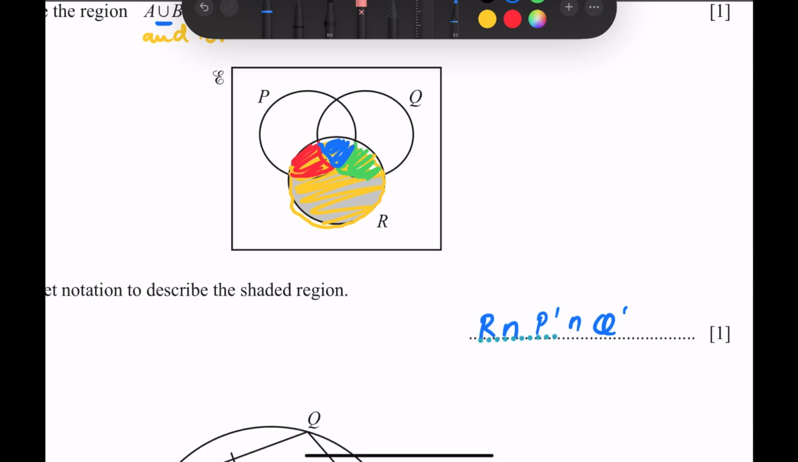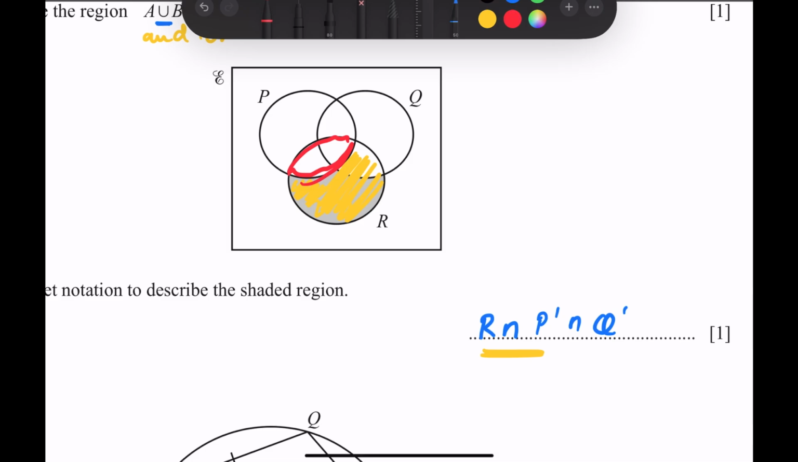Which means that to remove all the parts of P that are intersecting with R, we have to do R and P prime. So R intersect P prime alone essentially means all the elements that are in R and that's not in P. So this would represent all these terms. Since this part of R is also a part of P, this is not included in the set notation R intersect P prime.